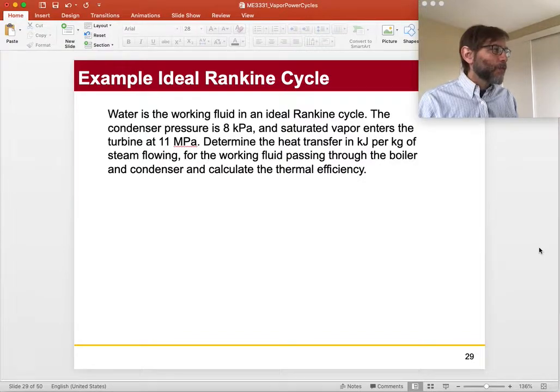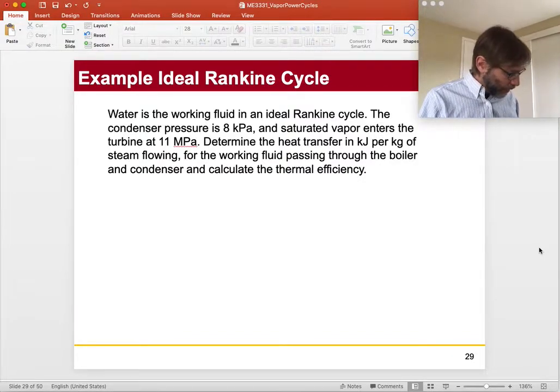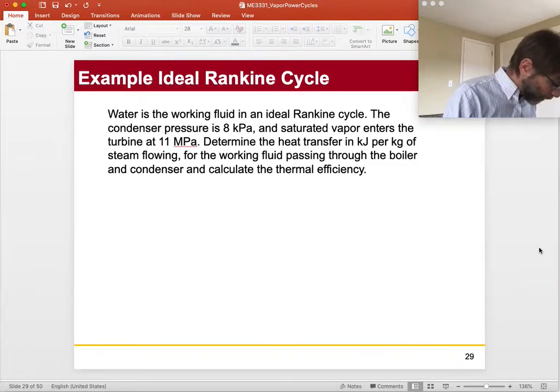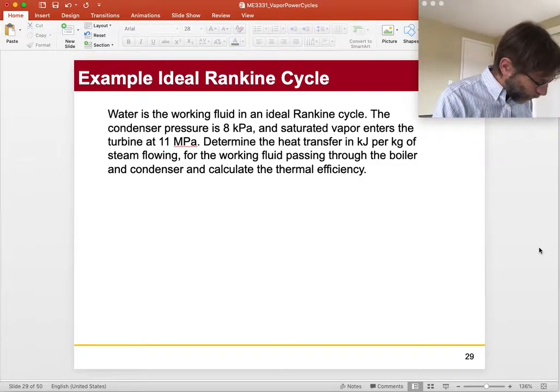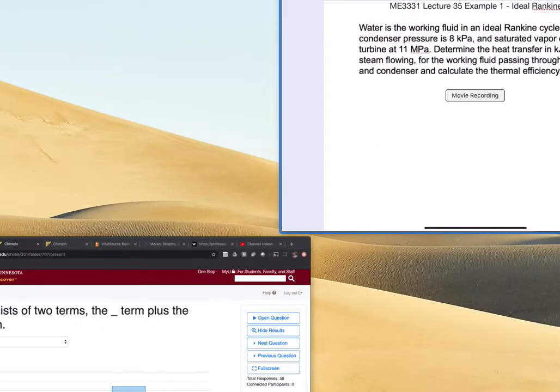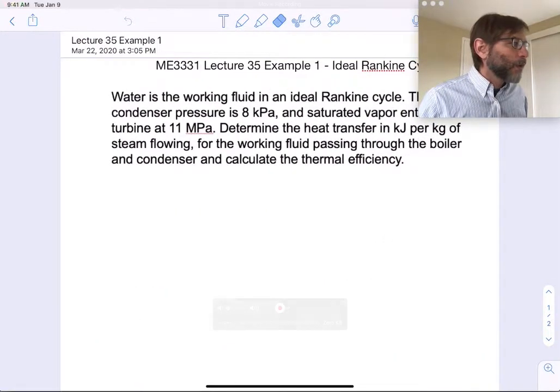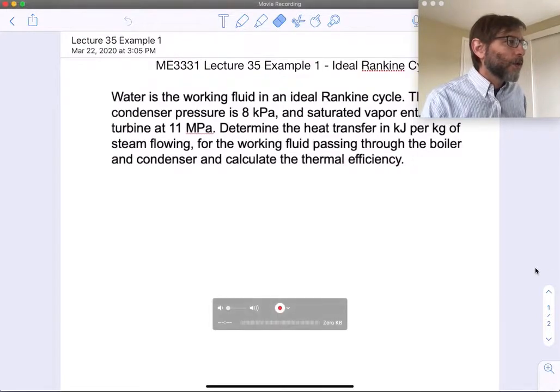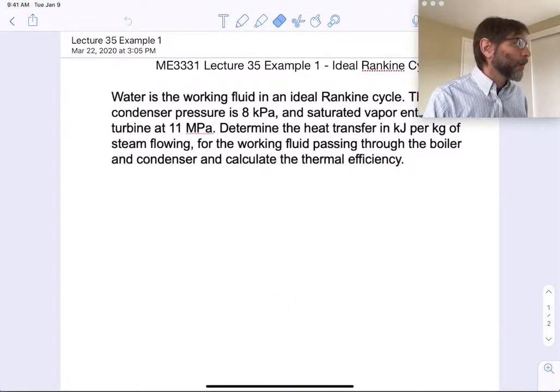All right, so this takes me to my example, which is the last thing we're going to do today. I'm going to do an example of an ideal Rankine cycle so that you can do a homework problem on this. So water is the working fluid for an ideal Rankine cycle.